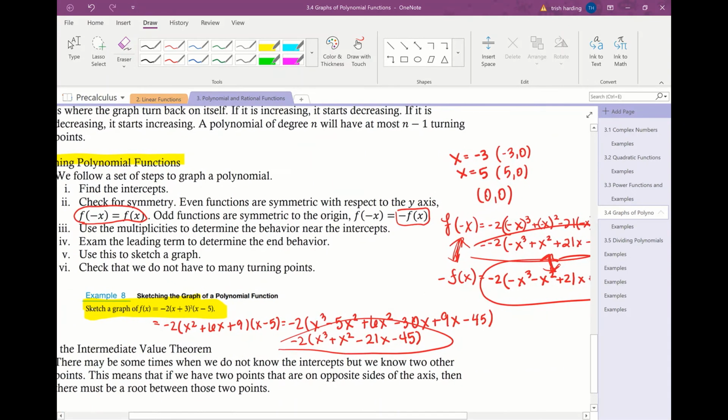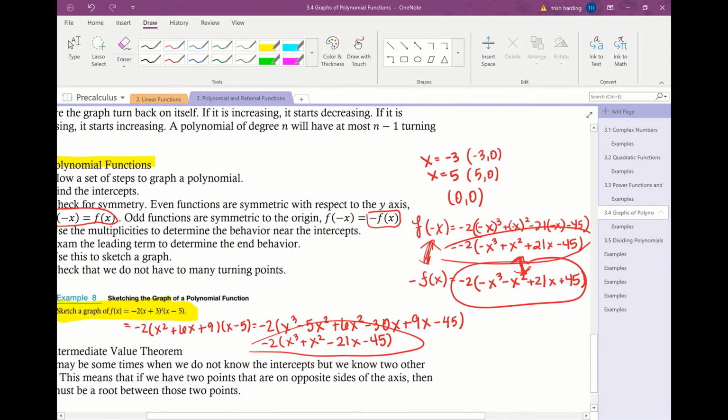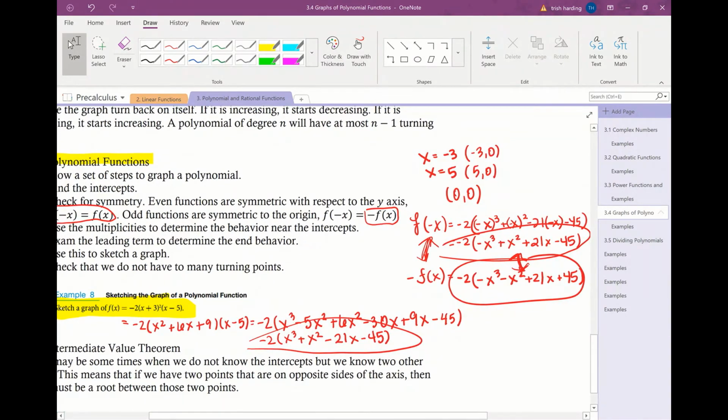Now what do we do? We're going to use the multiplicities to determine the behavior near the intercepts. So this one is even, so it will bounce off. The x minus 5 is odd, so it will go through. And it will go through pretty straight since it's a multiplicity 1.